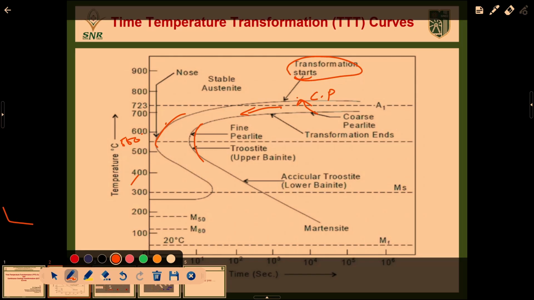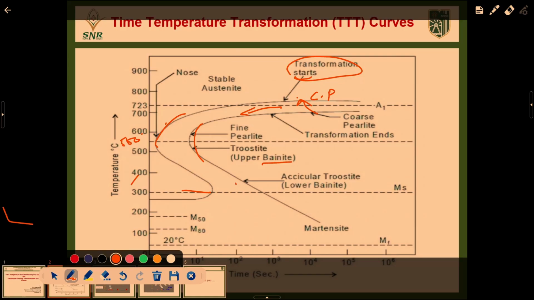Coming below exactly 550 centigrade, bainite will start. Above 550 is upper bainite, below 550 is lower bainite. Exactly at 550 centigrade, bainite is available. Coming down again, around 300 centigrade martensite starts, and below around 100 centigrade martensite is entering.